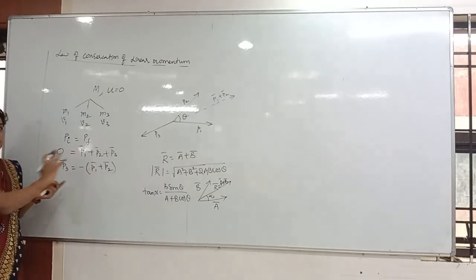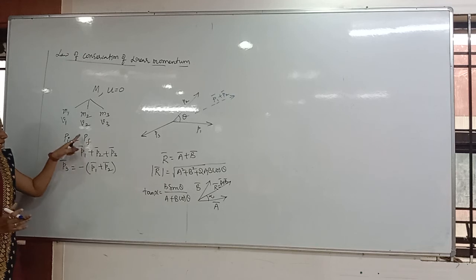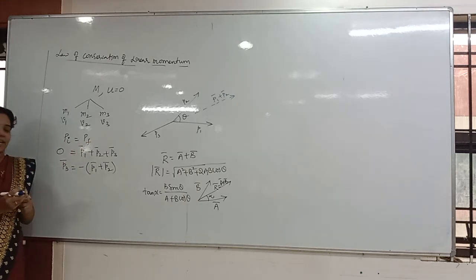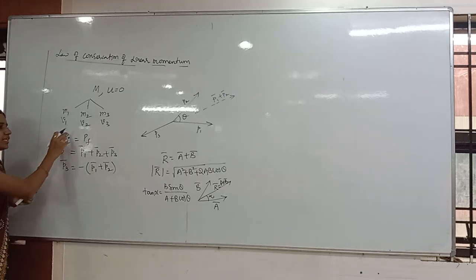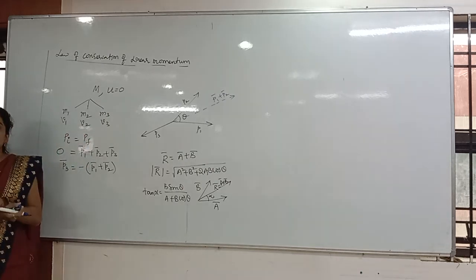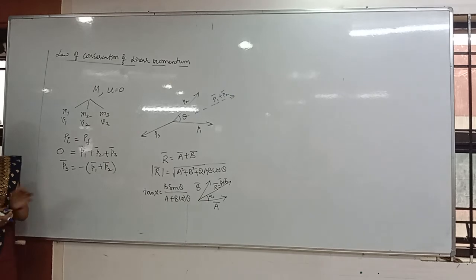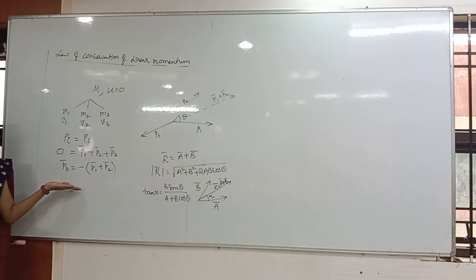Otherwise from the conservation of momentum also you can get the answer. Conservation of momentum is initial momentum equal to final momentum. Initially the bomb is at rest, so the momentum is how much? 0. Finally the bomb explodes into how many pieces? 3 pieces. So the momentums are P1, P2 and P3. So P3 is equal to minus of P1 plus P2. If you don't understand this one directly, you can do this only.